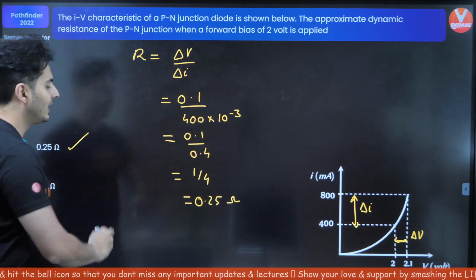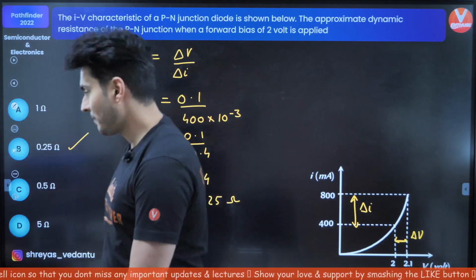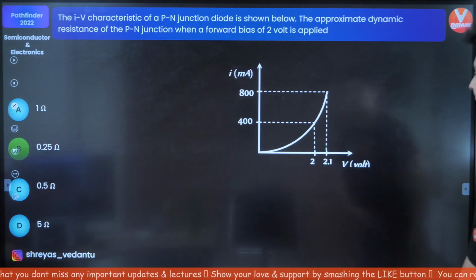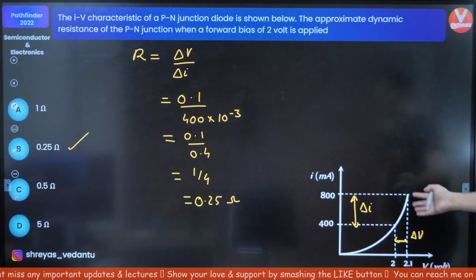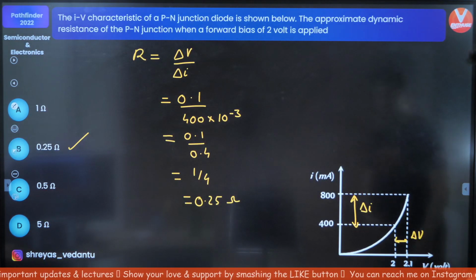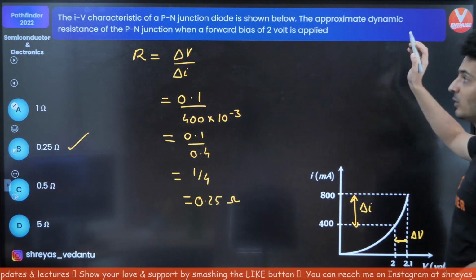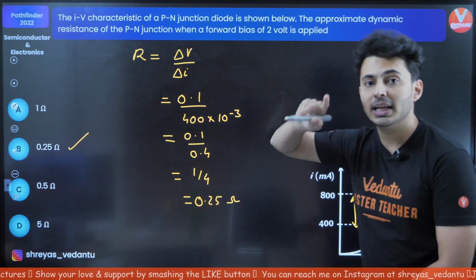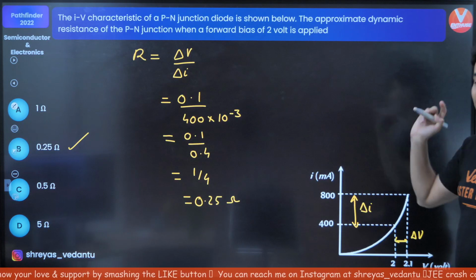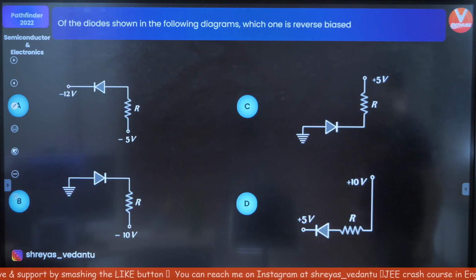Do I have it somewhere? Yes, I do have it. Perfect. That's the answer. So it's just the slope of the voltage and current graph that gives you dynamic resistance. If it was static, then it will be just voltage by current. Remember the difference, static and dynamic.